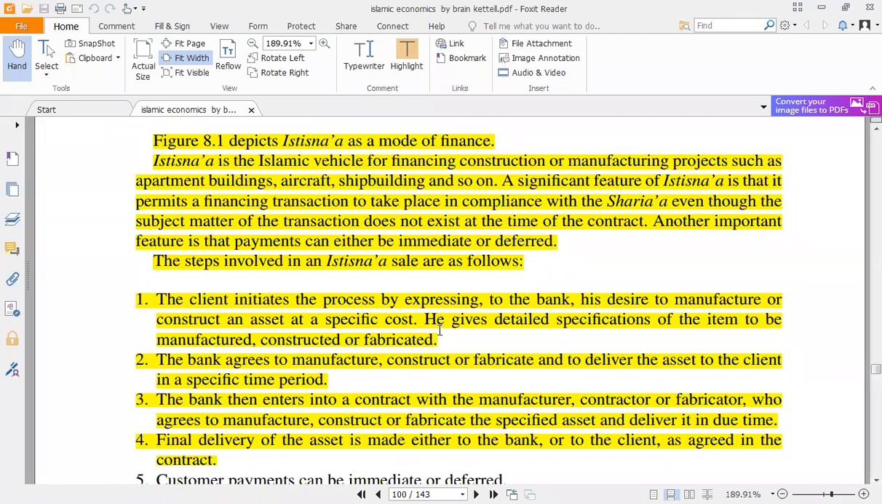The first step. The second step: the bank agrees to manufacture, construct or fabricate and to deliver the asset to the client in a specific time period.